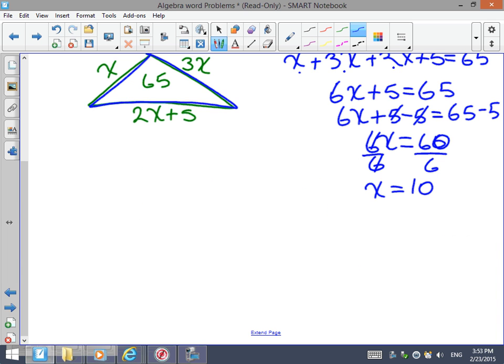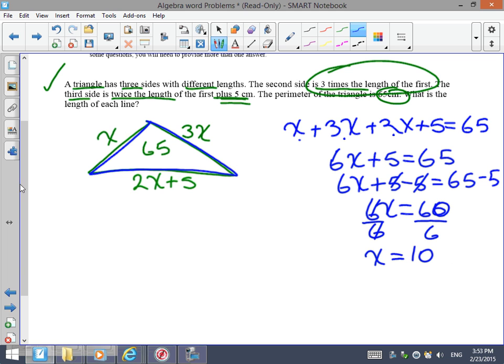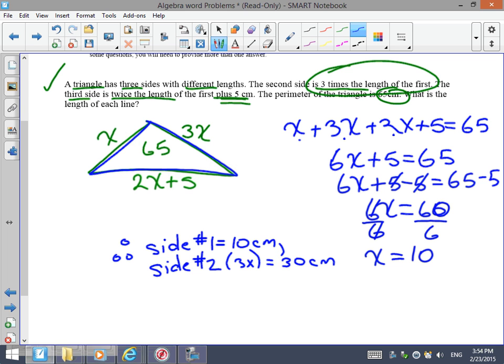So that's a good answer, but we have to put it with our therefore statement. So therefore, side 1 of the triangle is equal to 10 centimeters. Side 2, and remember side 2 was 3x. That's going to be equal to 30 centimeters. And side number 3, and remember we represented side number 3 by 2x plus 5. And when I do 2 times 10 plus 5, that's going to be 25 centimeters.